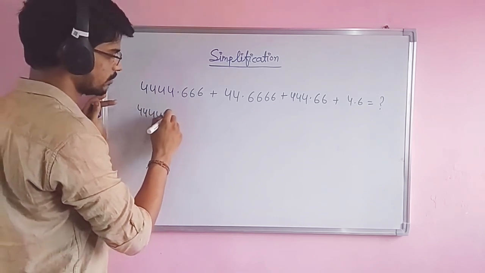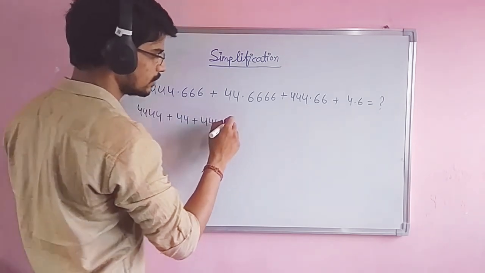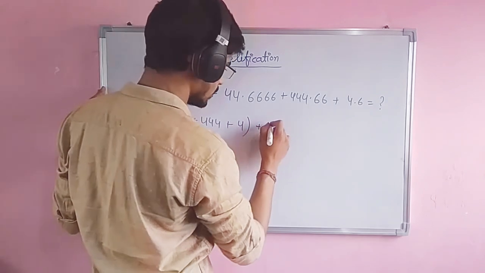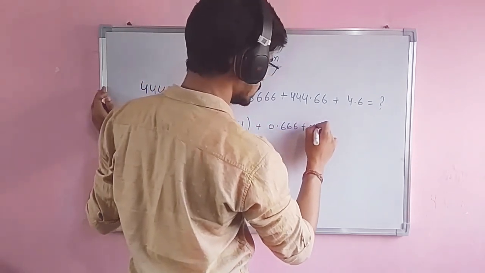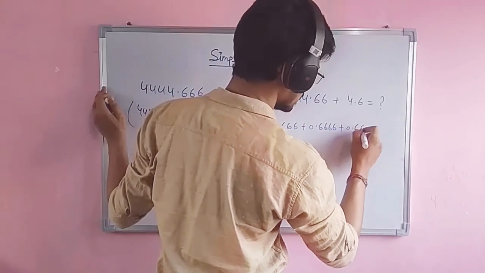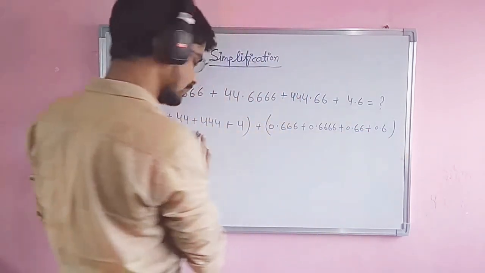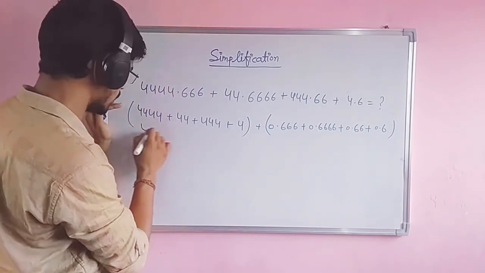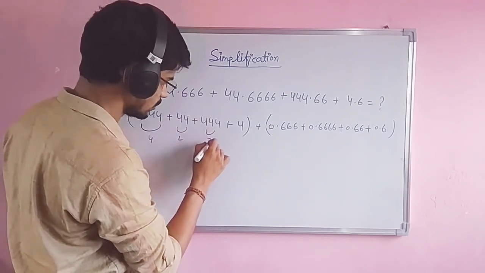4444 plus 440, 44 plus 440, 44 plus 4. Here 0.666, here 0.6666 plus 0.66 plus 0.6. Here we move from highest to least. How many times? 4 times, 2 times, 3 times.